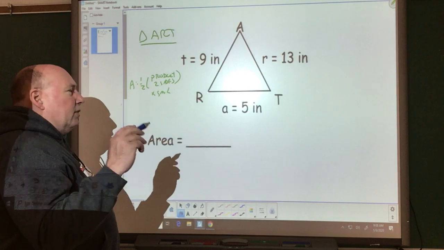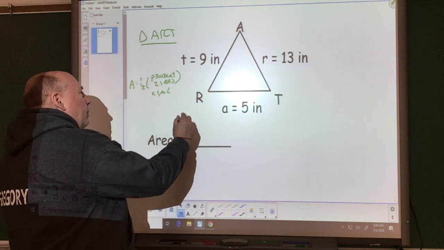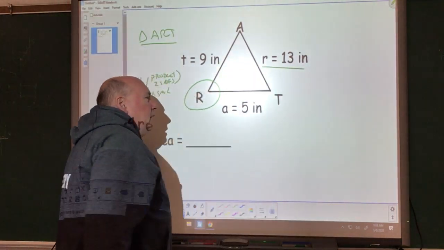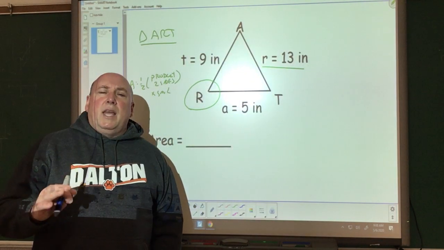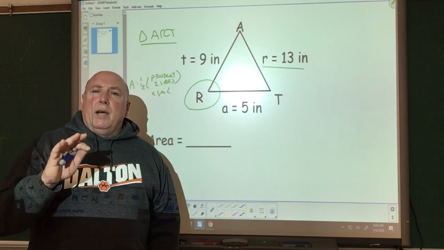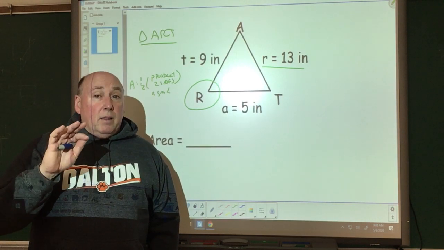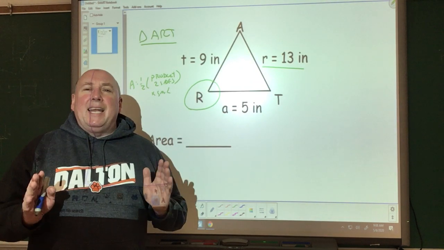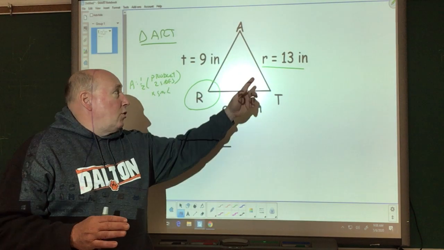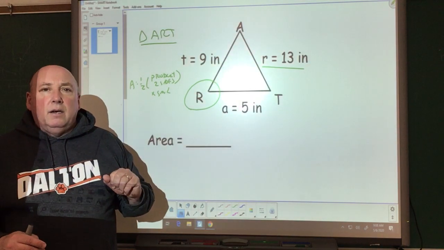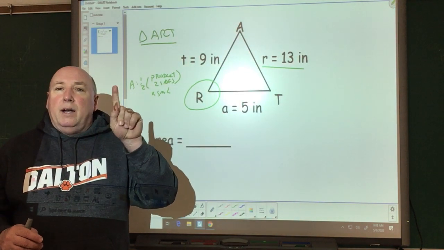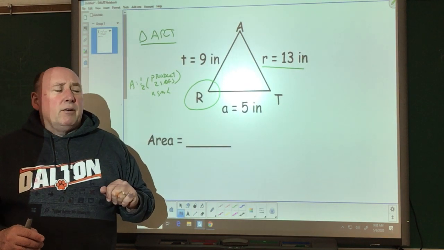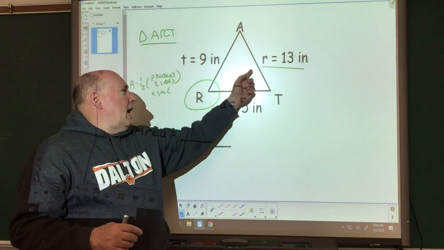So let's pick an angle. It does not matter which angle. I'm going to pick angle R. Why? Because I look at the biggest side, and if I find the measure of the angle across from the biggest side, I'm guaranteed to get the biggest angle. Biggest side, biggest angle. So if there's going to be an obtuse angle somewhere, it's going to be across from the biggest side, because I can't have more than one obtuse angle in a triangle. If I have two of them, I probably don't have a triangle. So I'm going to look at angle R.